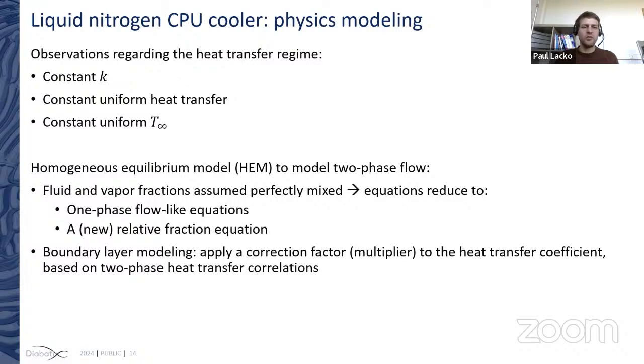So we used a homogeneous equilibrium model to model the two-phase flow. In such a model, the fluid and vapor phase are assumed to be perfectly mixed and in thermodynamic equilibrium. This allows the governing equations to be reduced to a set of one-phase flow-like equations. An additional equation is then introduced to capture and model the relative fraction, in other words, what percentage of the mixture is liquid and what percentage is vapor. The effective material properties of the one-phase flow are further also adjusted based on this relative vapor fraction. For the heat transfer model at the boundary layer, a correction factor or multiplier is applied to the single-phase heat transfer coefficient, and this correction factor is derived from two-phase heat transfer correlations.